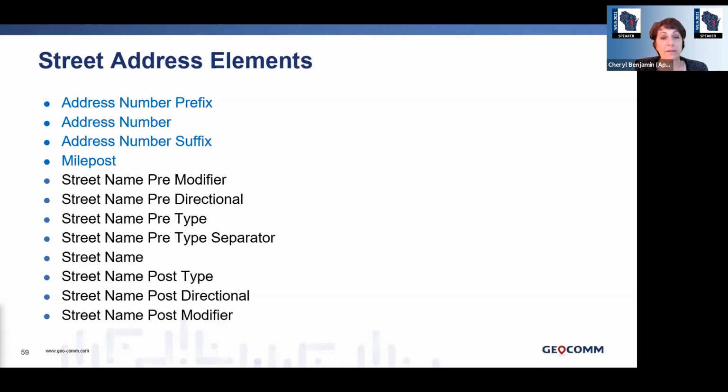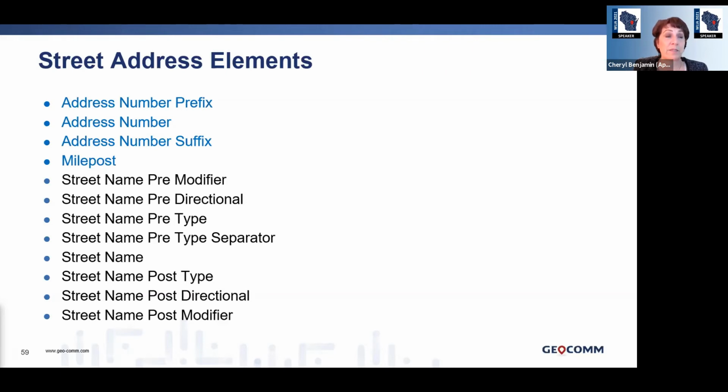And then the other new field is the street name pre-modifier. And that's for anything that occurs before the pre-directional and pre-type. Just like the post modifier, this is your kitchen sink for anything that occurs before the pre-type and the pre-directional fields that would go into that field. Pre-modifiers and post modifiers are very rarely used, as is the pre-type separator.